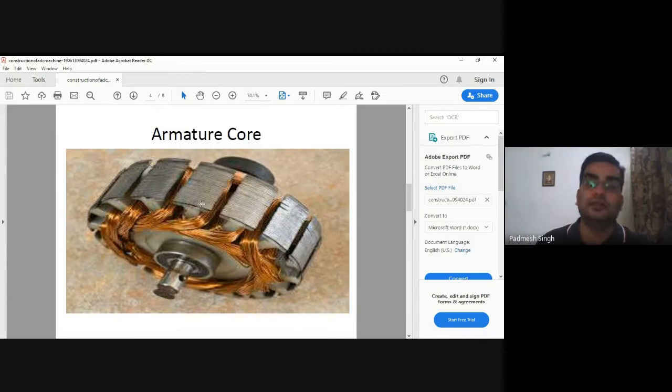The winding is of distributed type because, see here, the winding coils are distributed throughout the periphery of the armature. So this is a practical diagram of the armature core. Now coming to the next slide.